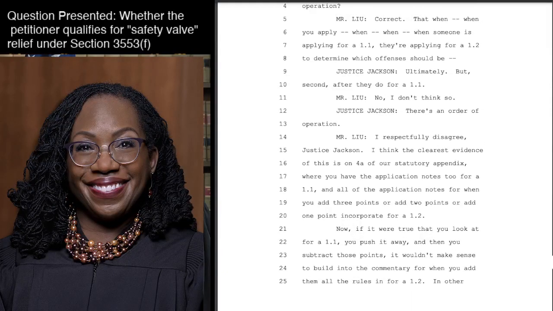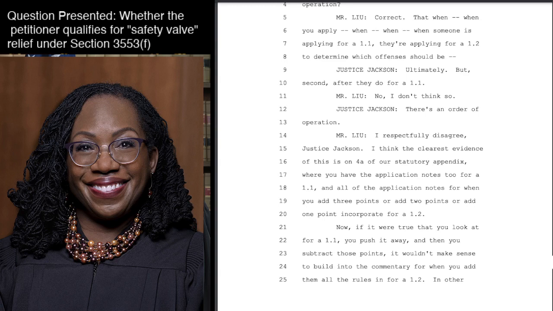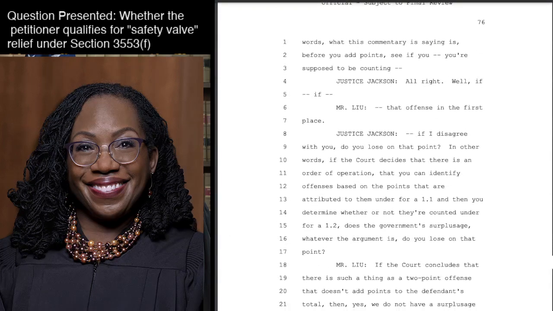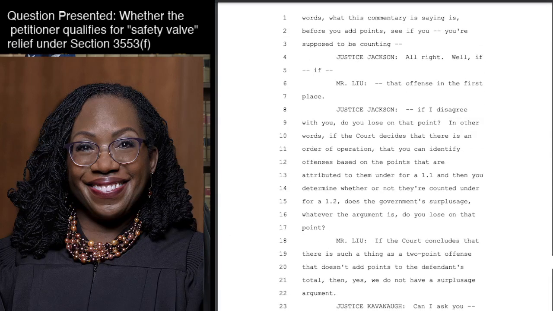I think the clearest evidence of this is on 4A of our statutory appendix, where you have the application notes to 4A1.1, and all of the application notes for when you add 3 points or add 2 points or add 1 point incorporate 4A1.2. Now, if it were true that you look at 4A1.1, you push it away, and then you subtract those points, it wouldn't make sense to build into the commentary for when you add them all of the rules in 4A1.2. In other words, what this commentary is saying is before you add points, see if you're supposed to be counting that offense in the first place.